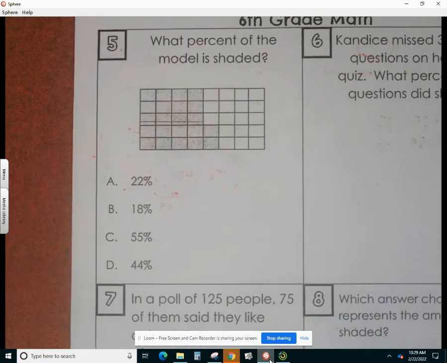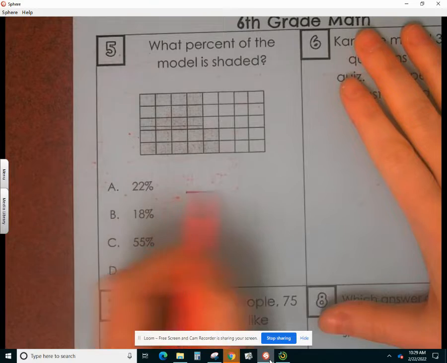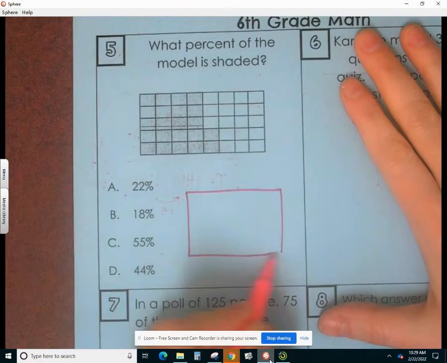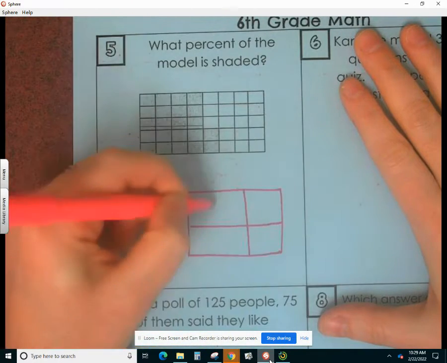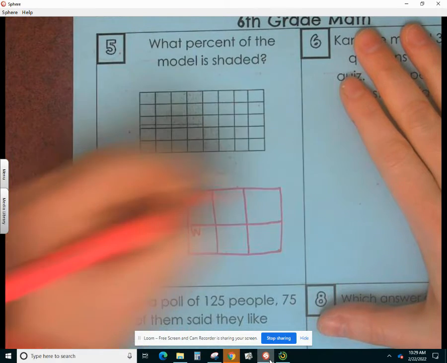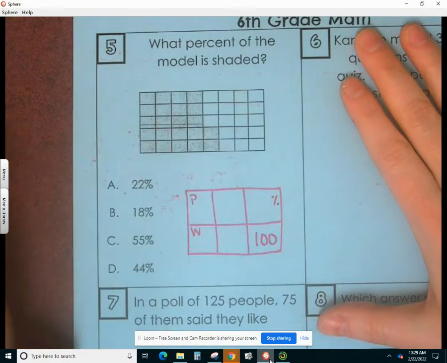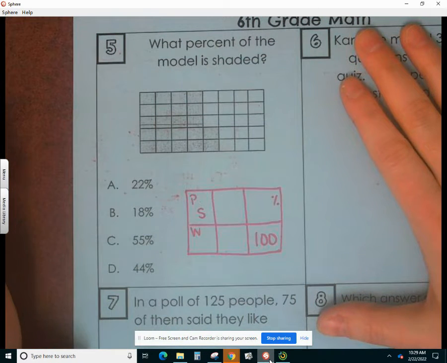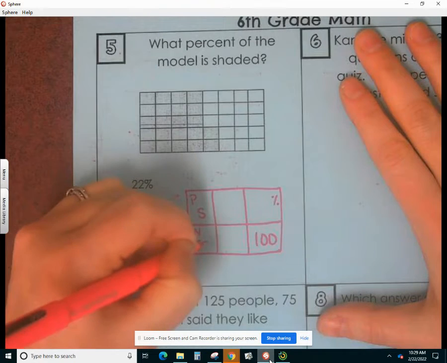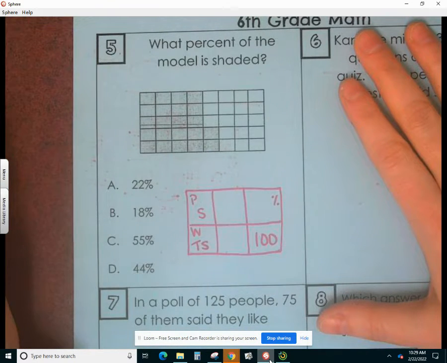Okay, here we've got a model. We want to know what percent of the model is shaded. So I would use a percent box for this one as well. Remember, we've done plenty of percent boxes with shaded models like this. Okay, so the part would be the shaded, because not all of it is shaded, only part of it is shaded. And I would put total squares for the whole. Some people want to put unshaded down there, but remember, they're not all unshaded, and it has to be all of them to go in the whole.